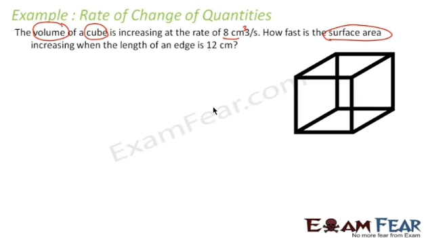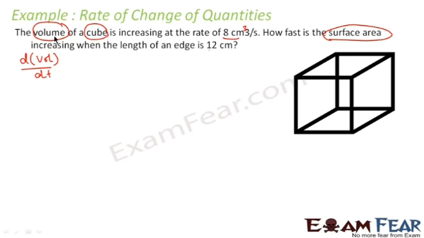This is my cube, correct? Now the volume is increasing at the rate of 8 centimeter cube per second. It means dV/dt, the change in volume with respect to time, because if you see, per second, this is the unit of volume, this is the unit of time. So it is d volume by dt. This is the critical thing here. If we don't understand this, solving the problem will be difficult. If you understand this part itself, this question is nothing.